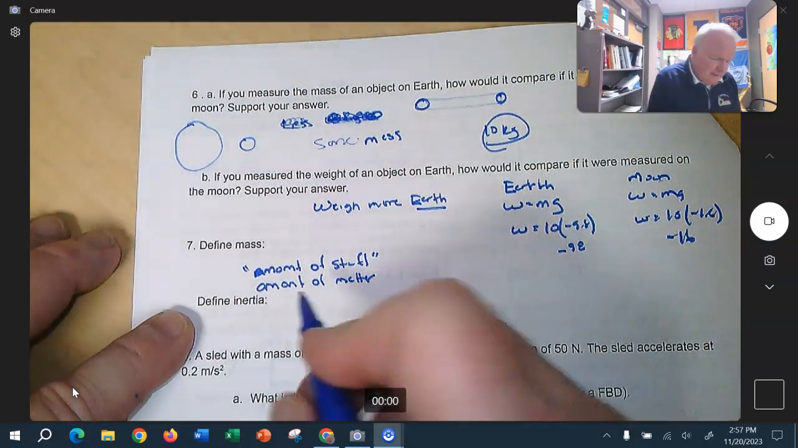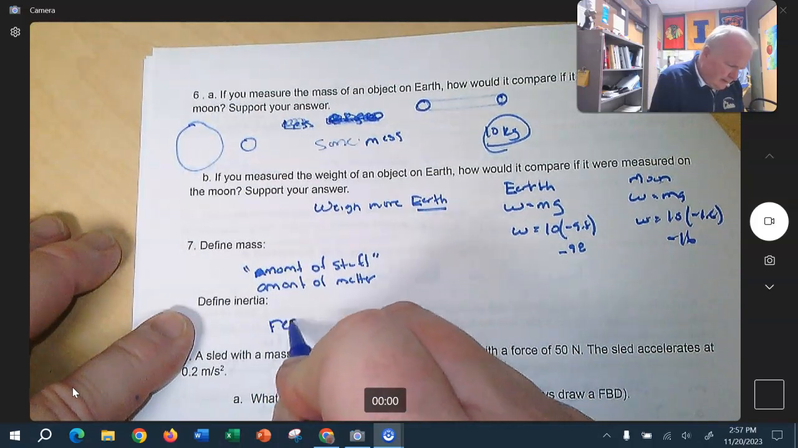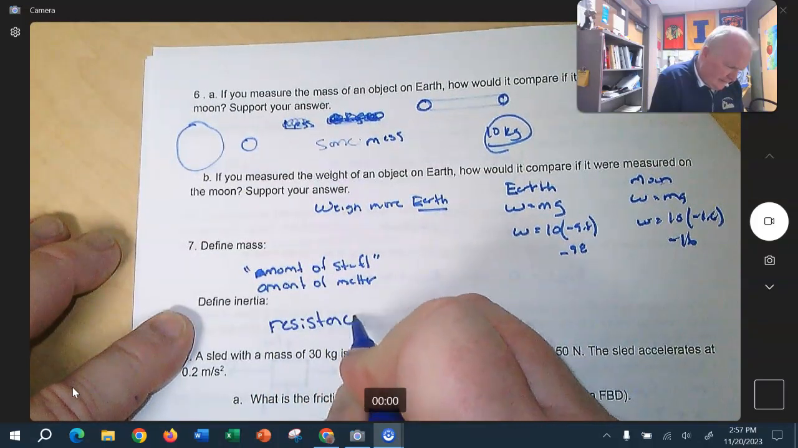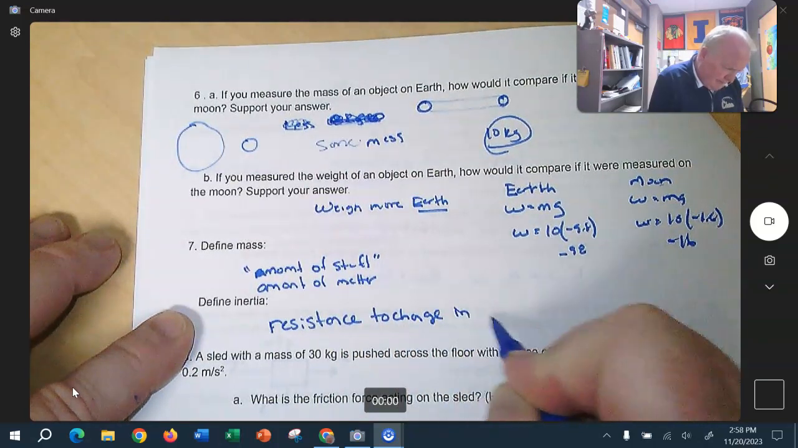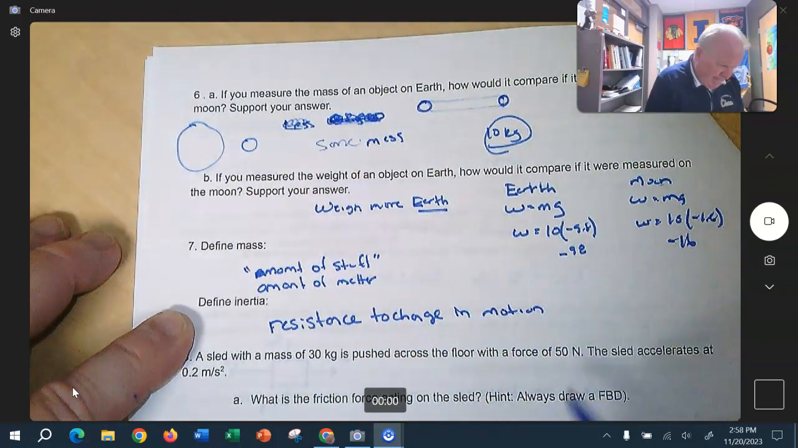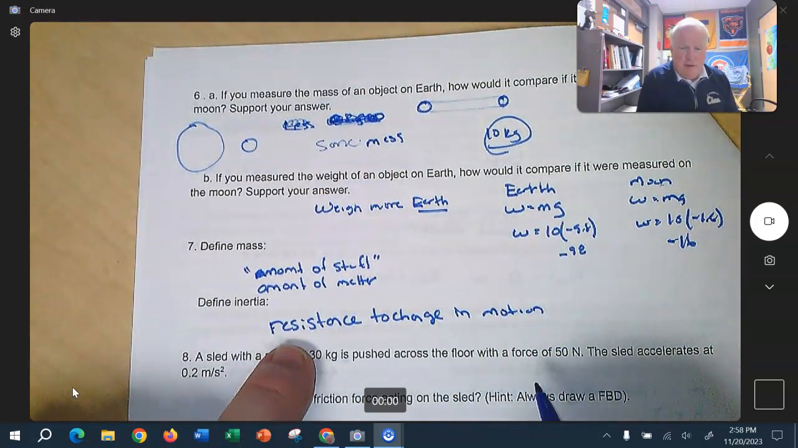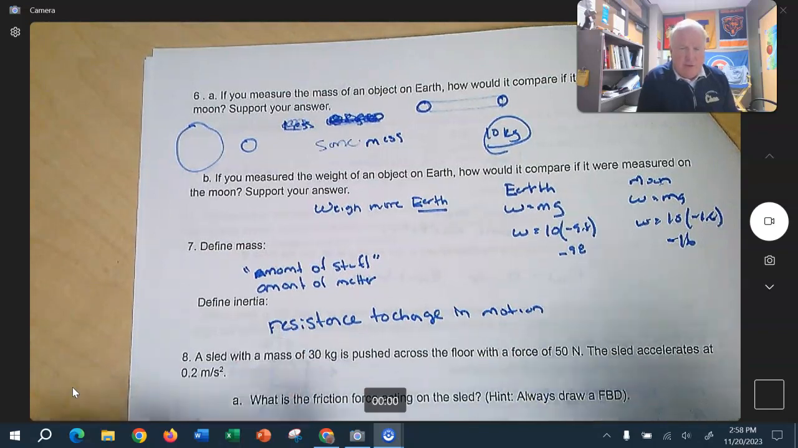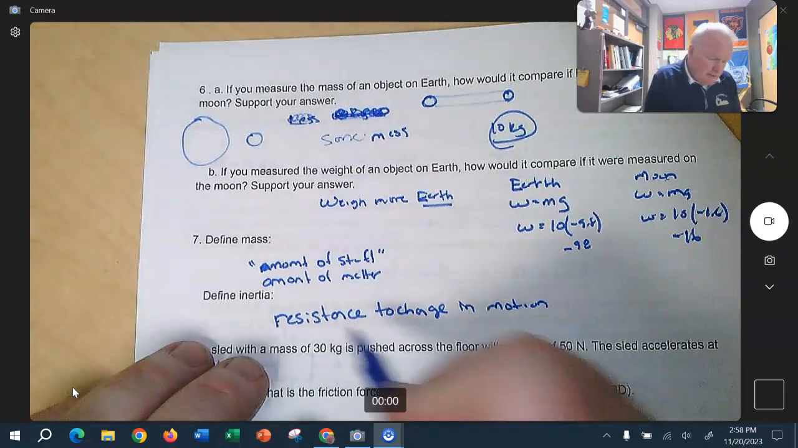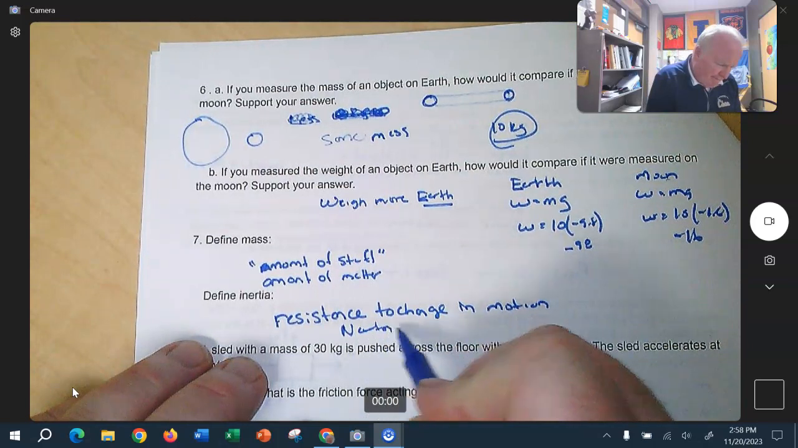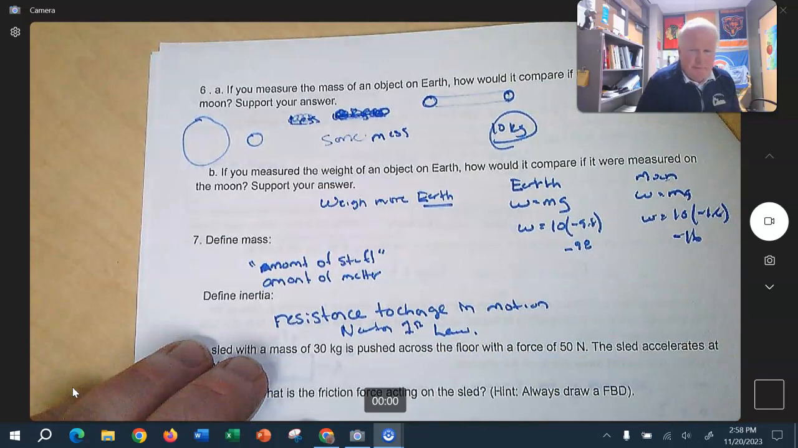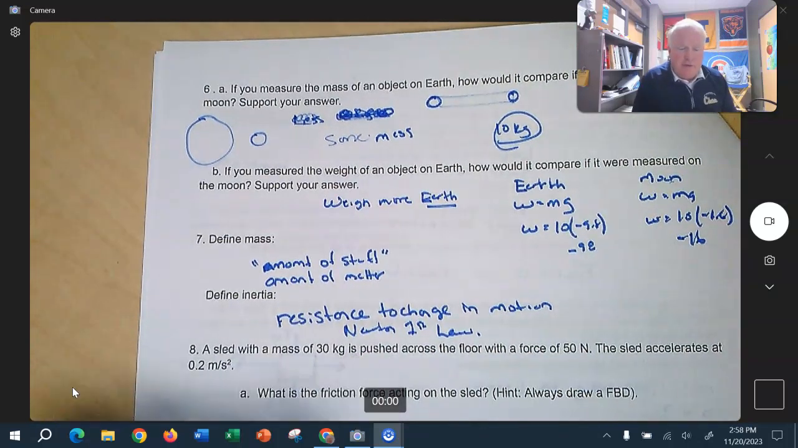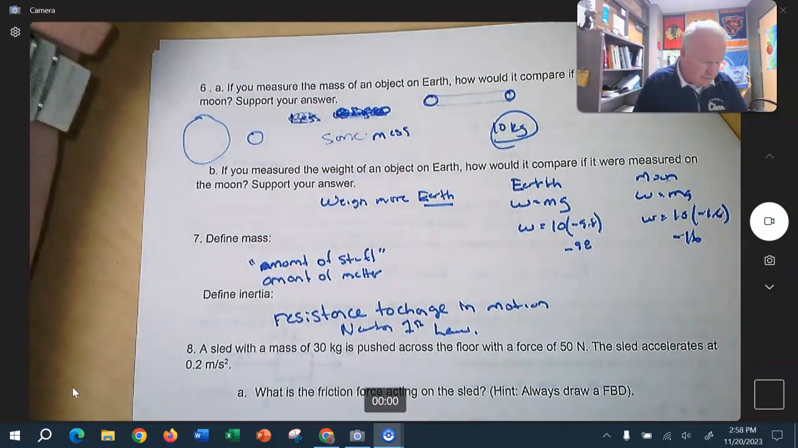Define inertia. Okay, the one that we've been using is the resistance to change in motion. Another way to say this is an object at rest stays at rest, an object in motion stays in motion. Remember, Newton's first law is the law of inertia. And that Newton's first law is an object at rest stays at rest, an object in motion stays in motion.